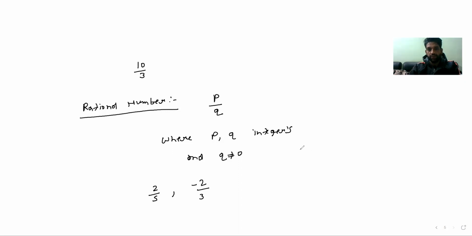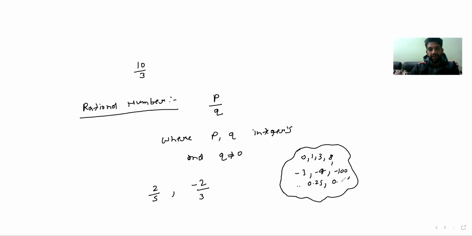If we talk about this bag, this bag contains all the numbers 0, 1, 2, 3, 8, and so on, and also minus 3, minus 4, and minus 100, and so on, and 0.25, 0.8, which are represented by the ratio. So the collection of these numbers is called rational numbers.